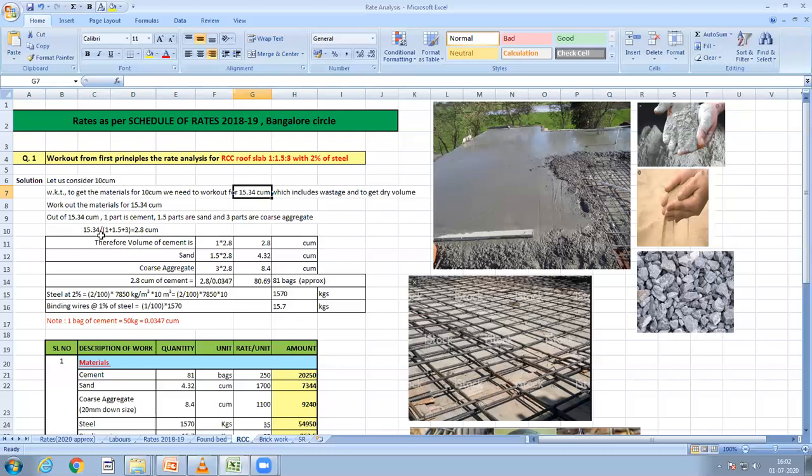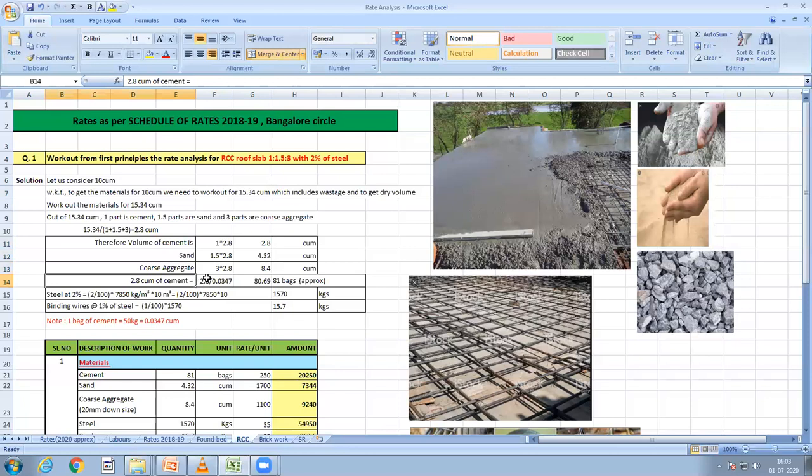So you have to divide it by the sum of the ratios which is given, 1 plus 1.5 plus 3. That is, 1 part will be of the volume 2.8 cubic meter. So in this, 1 part will be cement, 1.5 will be sand, and 3 parts will be coarse aggregate. Multiply the ratio with the volume of a single part to get the corresponding volume of all the materials.